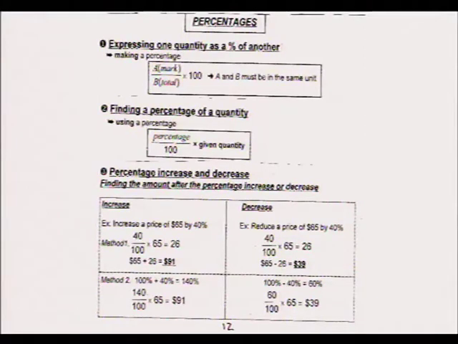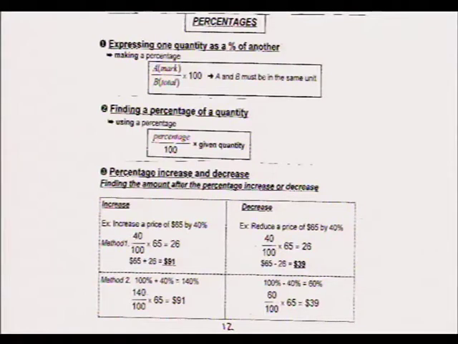Percentages. Expressing one quantity as a percentage of another. For example, A over B, the percentage will be then divided by 100 and times the given quantity. There you see the increase. For example, increase a price of $65 by 40%. So 40 over 100, 100 is a percentage, times 65, that's equal to 26. So it will be 65 plus 26.